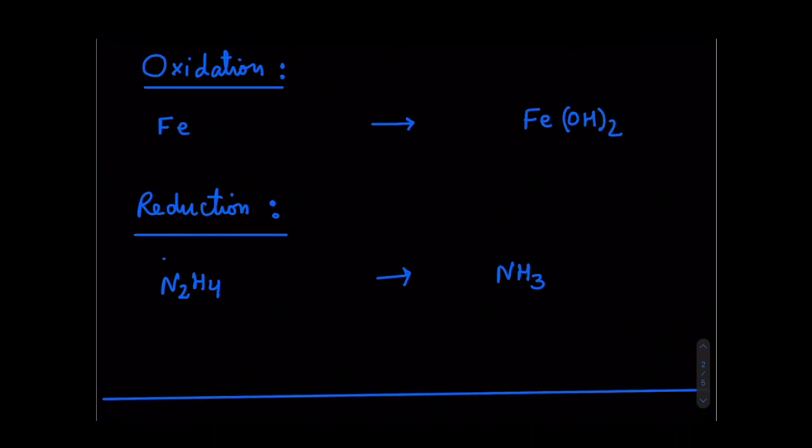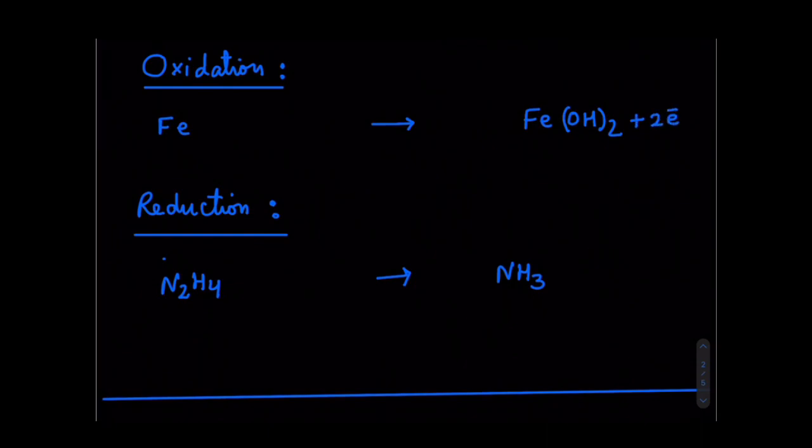So first we'll try to balance the oxidation half cell reaction. First we'll balance the atom whose oxidation number is changing. Iron on the left hand side is 1 and on the right hand side is also 1. So the atom which is changing its oxidation state is balanced. Now when iron is moving from 0 to +2, it will lose 2 electrons. So on the right hand side we'll add 2 electrons.